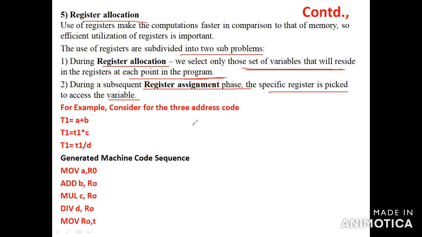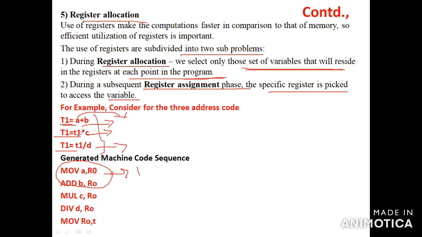For example, we have three statements of three address code. One is T1 = A + B. Next one is T1 = T1 * C, T1 = T1 / D. Now we are using a temporary variable, only T1. So what we do is move of A comma R0. Next add B comma R0. This is for the first statement.